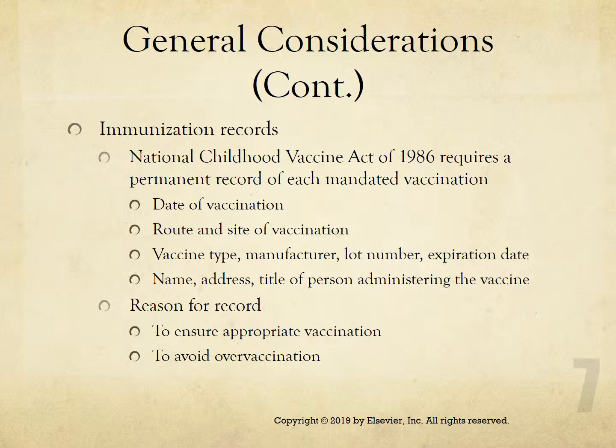Immunization records. The National Childhood Vaccine Act of 1986 requires a permanent record of each mandated vaccination with the date, the route, the site, the type, the manufacturer, lot number, and expiration, especially if there's going to be any recall of a batch of vaccines. This is very important to keep. The name, address, and title of the person administering the vaccine, and the reason for the record is to ensure the appropriate vaccine was given and to avoid over vaccination, and like I said, in case there's any recall.